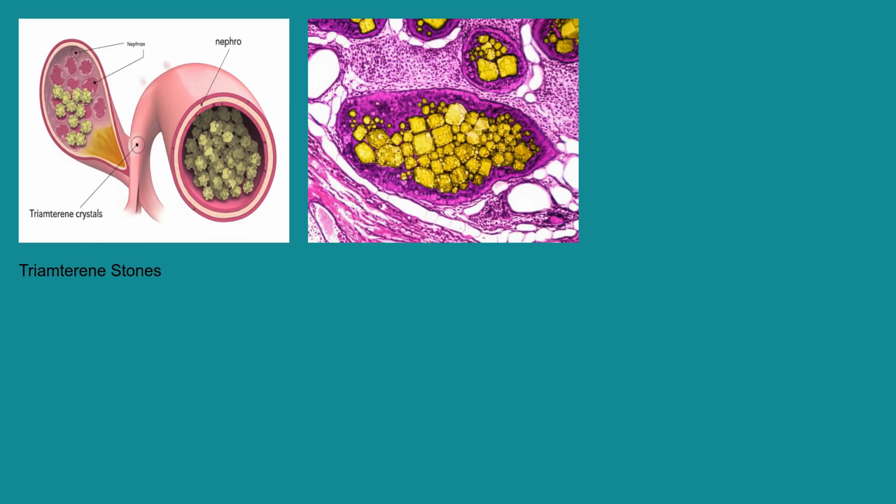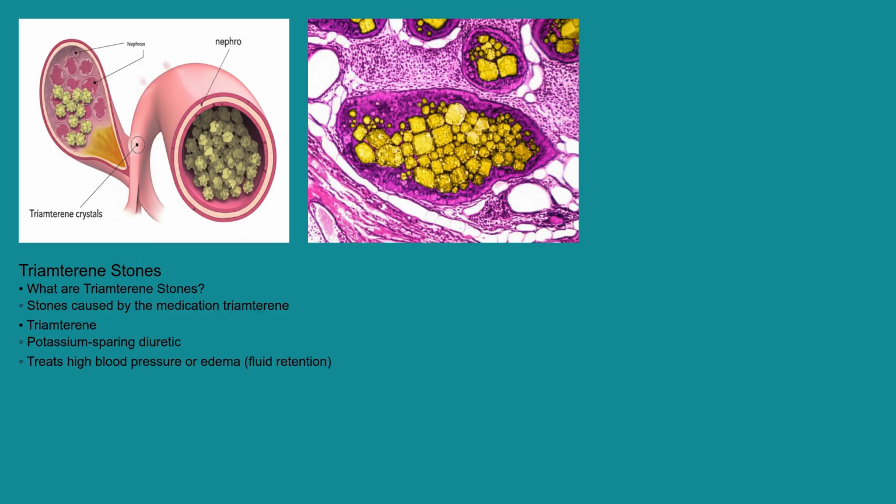Triamterene stones, as the name suggests, are primarily caused by the medication Triamterene. This drug is a potassium-sparing diuretic often prescribed to treat high blood pressure or edema, which is fluid retention. However, in some individuals, Triamterene can crystallize and form stones in the urinary tract. Risk factors include high doses of the medication, dehydration, and individual variations in how the body metabolizes the drug.